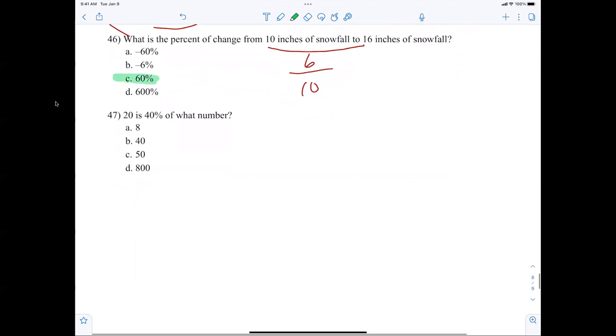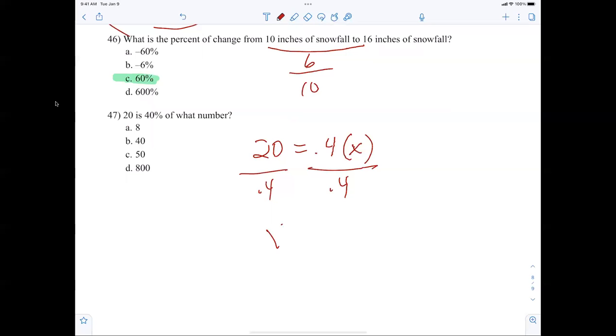And finally, 20 equals 0.4 times x. And then we just divide by 0.4, divide by 0.4. So x is equal to how much? I don't think so. Is it 50? Everybody, 20 divided by 0.4. Use your calculator now. Is it 50? Yeah. Okay.